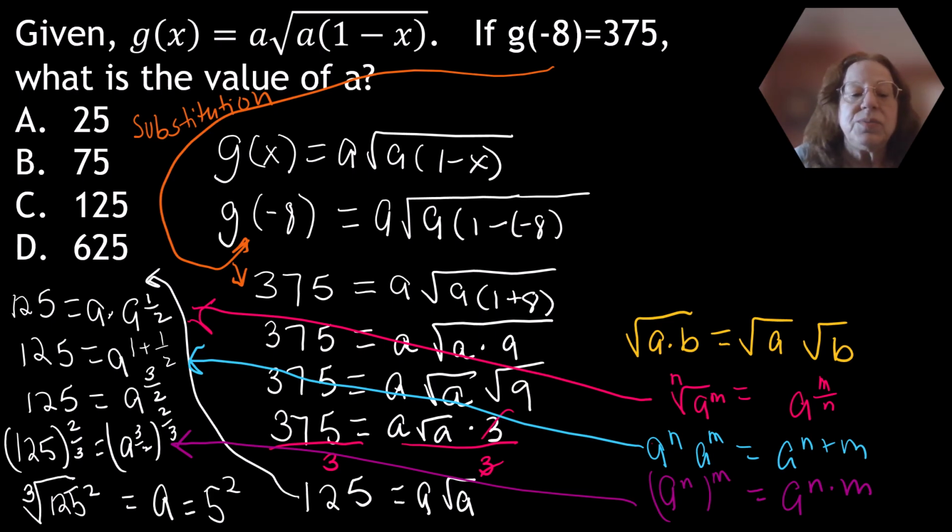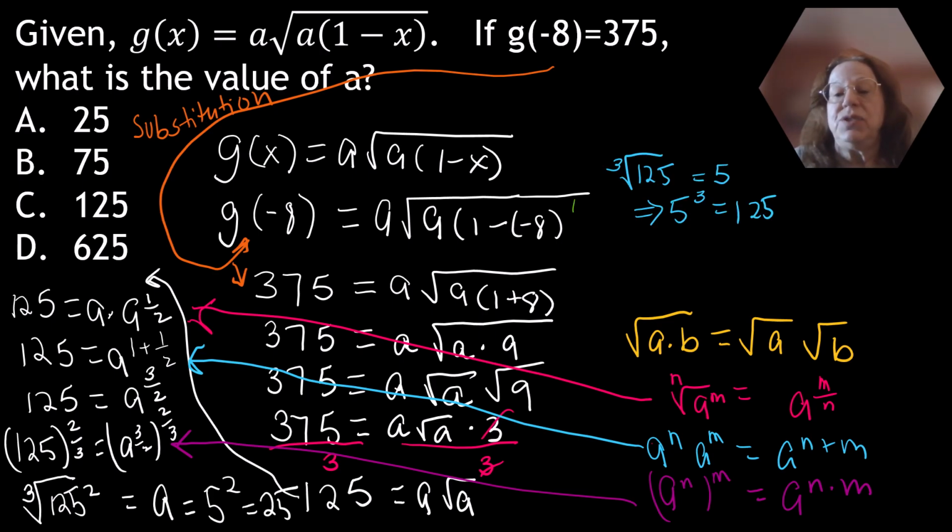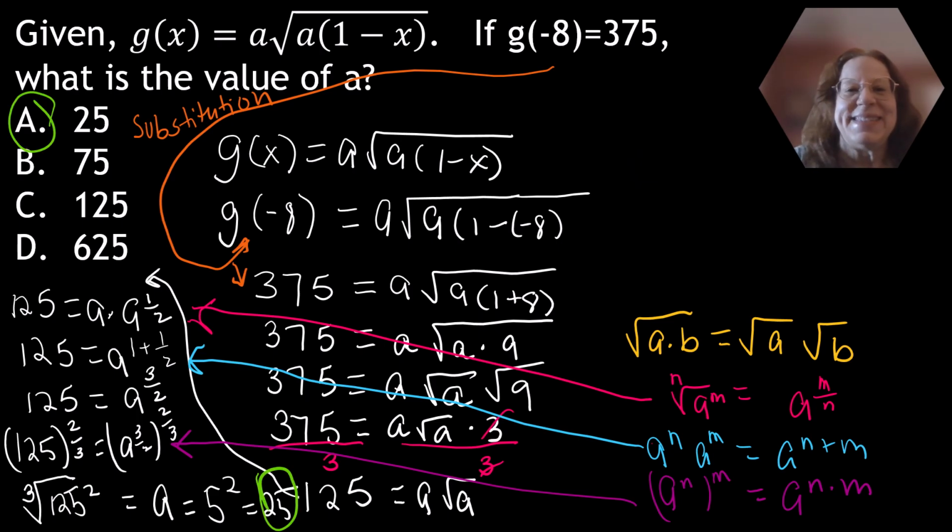And the cube root of 125 is 5, because 5 cubed is 125. That's the blue rule up at the top there near my head. So we have the cube root of 125 squared equal to a, and the cube root of 125 is 5, so 5 squared is 25. And 25 is the value of a, which is the answer.